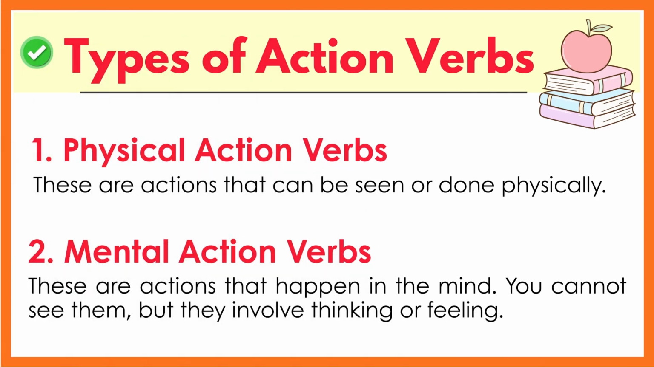There are two types of action verbs. First, physical action verbs. These are actions that can be seen or done physically. Second, mental action verbs. These are actions that happen in the mind. You cannot see them, but they involve thinking or feeling.